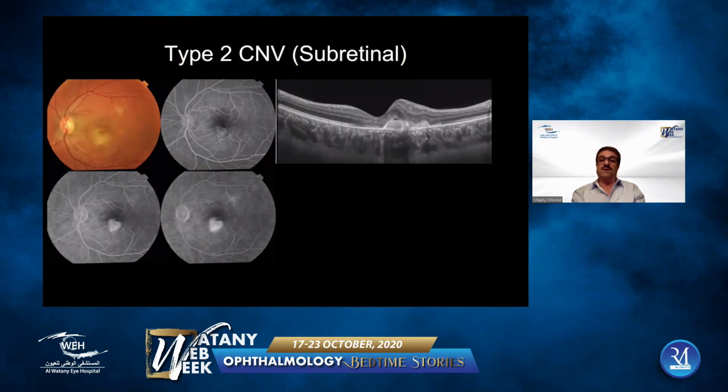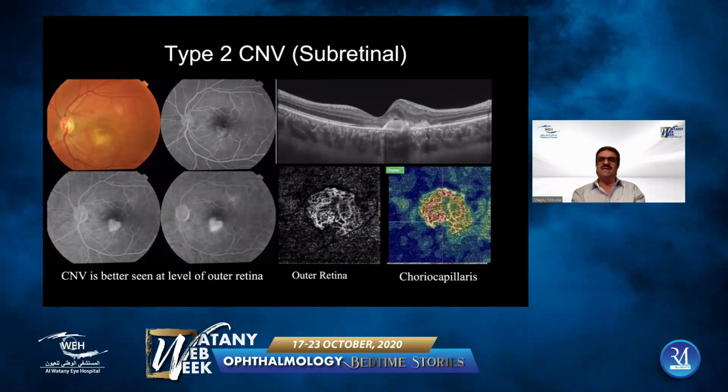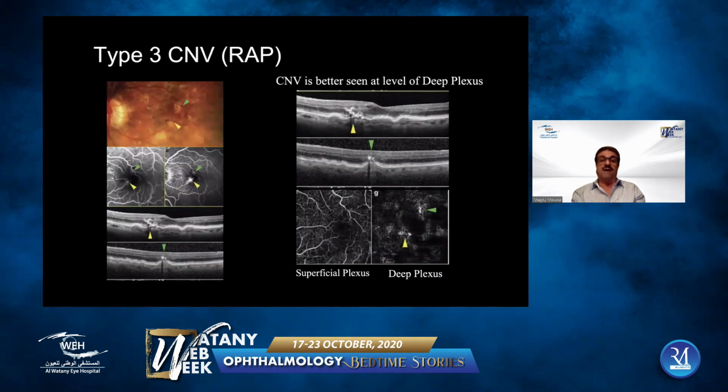When it comes to type 2, it penetrates the RPE. It is above the level of the RPE, so you can see it clearly at the level of the outer retina. And type 3, which is the RAP, you don't look at the outer retina or the choriocapillaris. On the contrary, you look at the deep capillary plexus, because as we said, it starts intraretinal. So in the early stages, like the green area, you can find an intraretinal component, and you can look at it on the deep plexus.